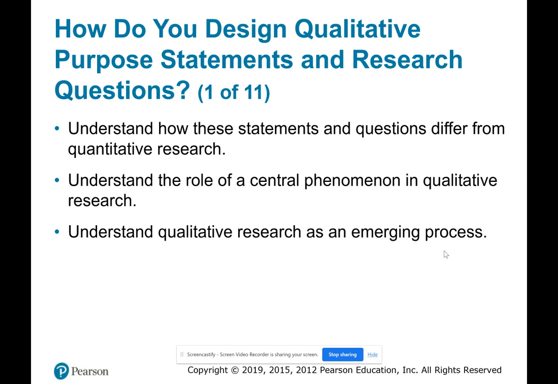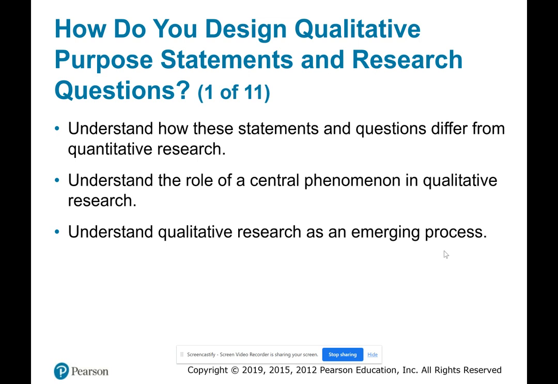Yay! Okay, so now we're in qualitative. Before we learn how to write qualitative purpose statements and research questions, we need to understand how qualitative and quantitative research are similar and different. Here's how the purpose statements and research questions in qualitative is different or similar to quantitative. Number one, quantitative hypotheses are used and they're not used in qualitative studies.